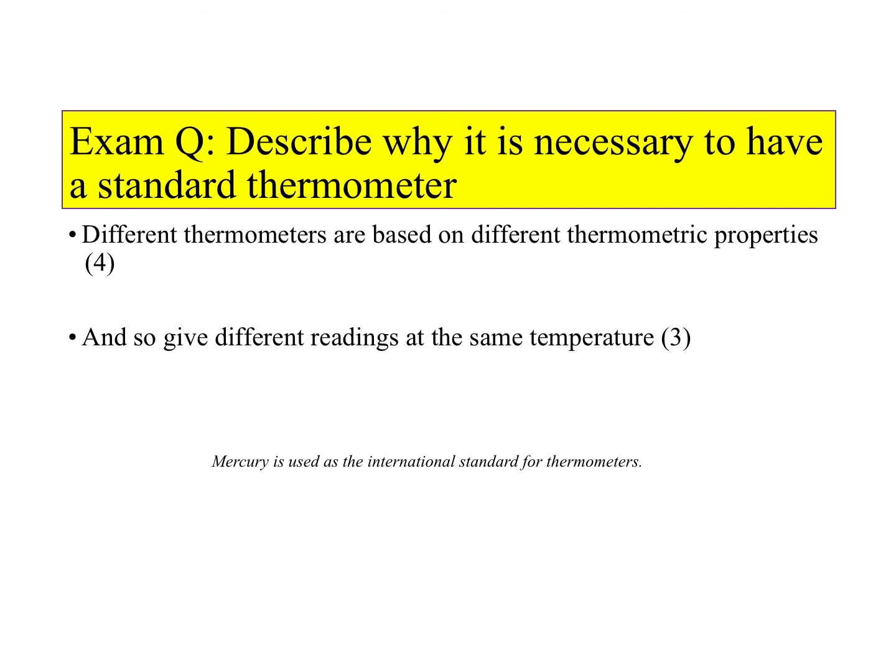here's an exam question that's come up before. Describe why it is necessary to have a standard thermometer. So different types of thermometers, like the strip thermometer we saw, or a mercury thermometer, or an alcohol-based thermometer, or even an electric one that's based off resistance, they're all based on different thermometric properties. So the readings that they give at the same temperature might be slightly different. So by having a standard mercury thermometer, it just means that we can refer everything back to that. We have that as our gold standard. So even, for example, the meter, we all roughly know what a meter is.